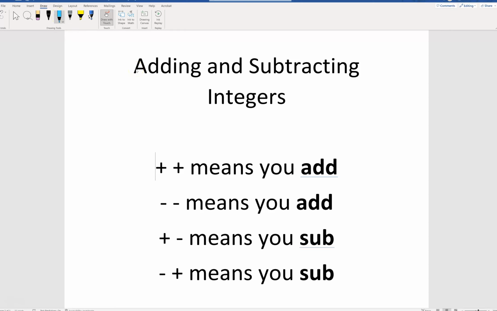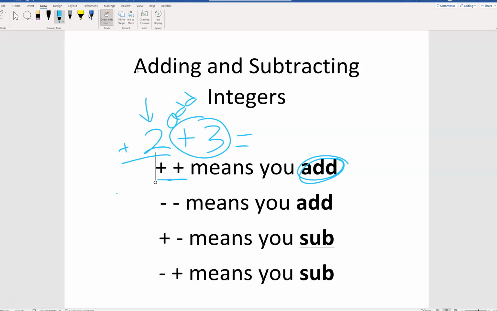The first one says a positive and a positive means you have to add. What if you had 2 plus 3? What would we have to do? Well, this one has nothing in front of it, so it's an invisible positive. This one has a plus sign in front of it, so that means it is positive. According to our rules, when you have a positive and a positive, you add. So we are adding these two numbers.